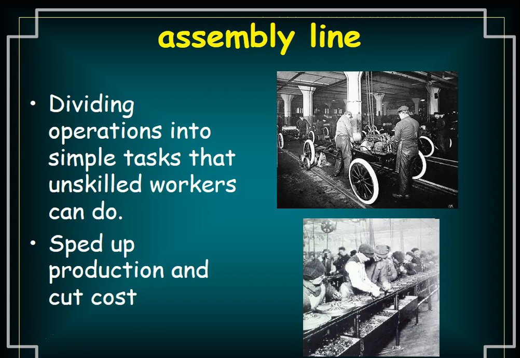So we know that Henry Ford really used this effectively. You can see in the pictures here, in his factories to build cars. So what he's going to be able to do is hire these unskilled workers and pay them a lower fee, so he doesn't have to pay those skilled workers. And because of the assembly line, he's going to be able to put these cars out much, much quicker.